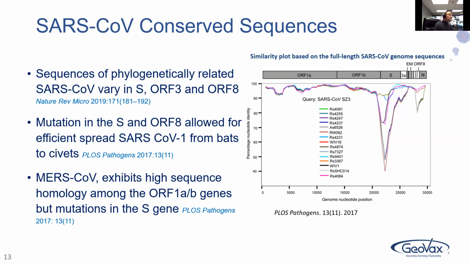Of interest, MERS-CoV coronavirus exhibits an extremely high sequence homology amongst the open reading frame 1A and 1B genes, but a great deal of mutations within the S gene, which, the MERS virus doesn't even use the same receptor as CoV-2. So this might be expected. So by targeting these conserved regions, it may be feasible to really target a broad range of beta coronaviruses.